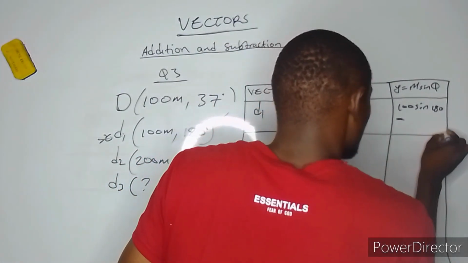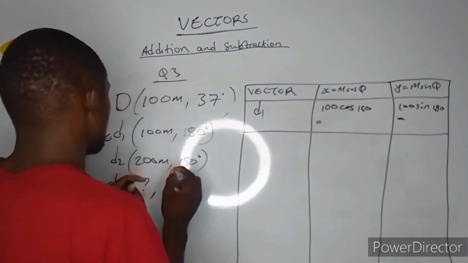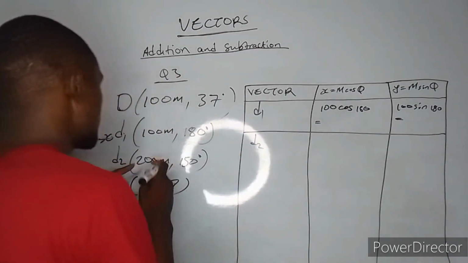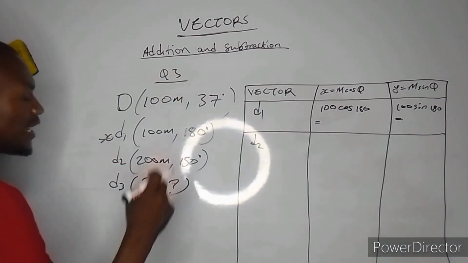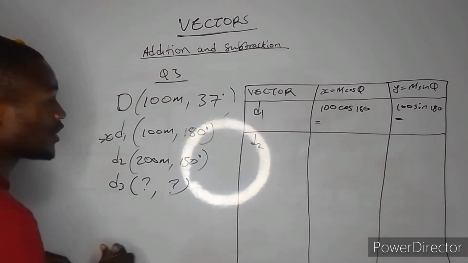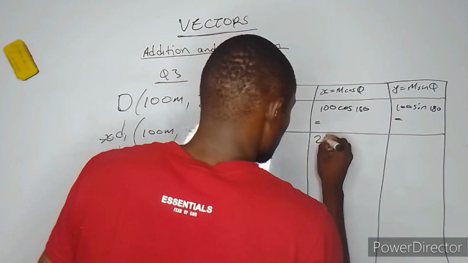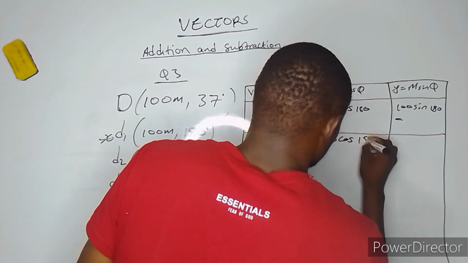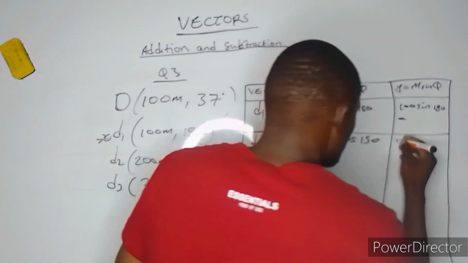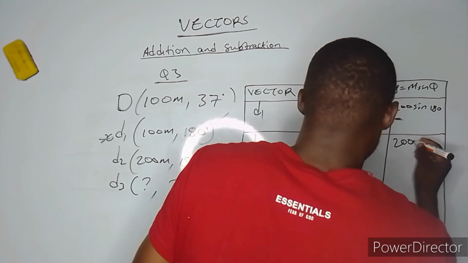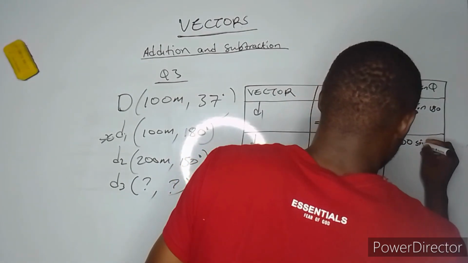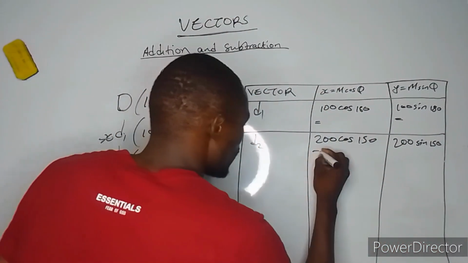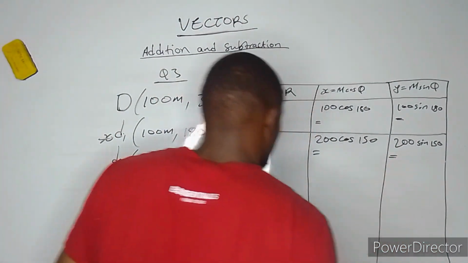Next, we will deal with D2. On D2, the magnitude is 200 and the direction is 150. Therefore, the x component is 200 cos 150, and the y component is 200 sin 150. Then we will put our answers here.